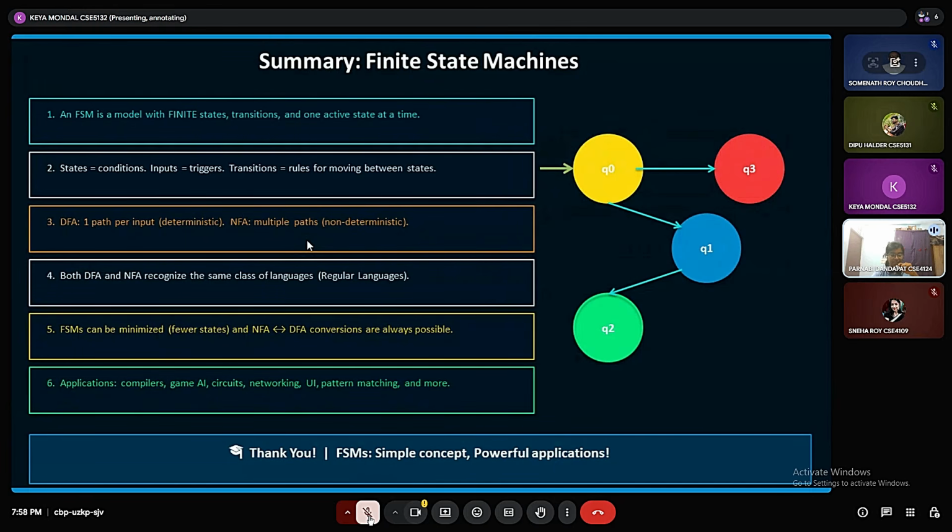FSMs can be minimized to reduce states. Also, an NFA can always be converted into a DFA. FSMs are widely used in many applications like compilers, games, and circuits.